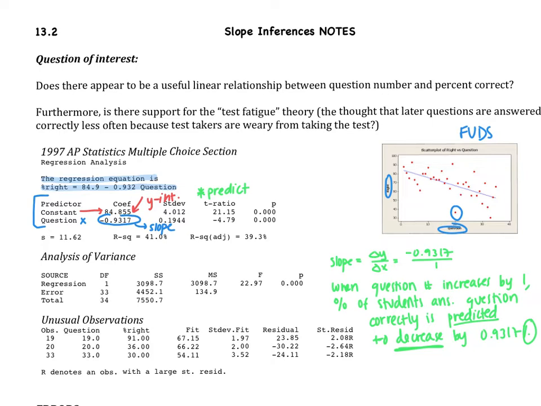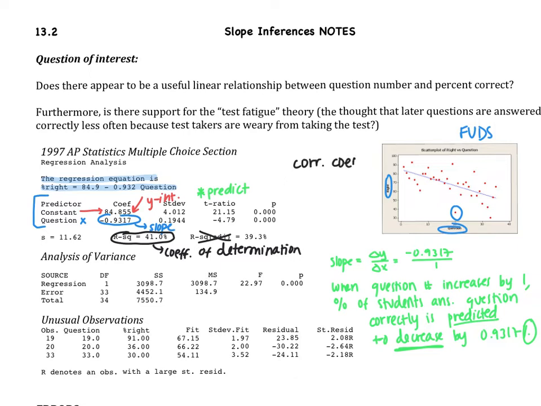Next things we have to be able to identify. R squared. Remember, R squared adjusted you don't use. What is the term for R squared? Coefficient of determination. Sorry if someone else said that. It's kind of hard to hear you all. Okay, so that's the coefficient of determination.